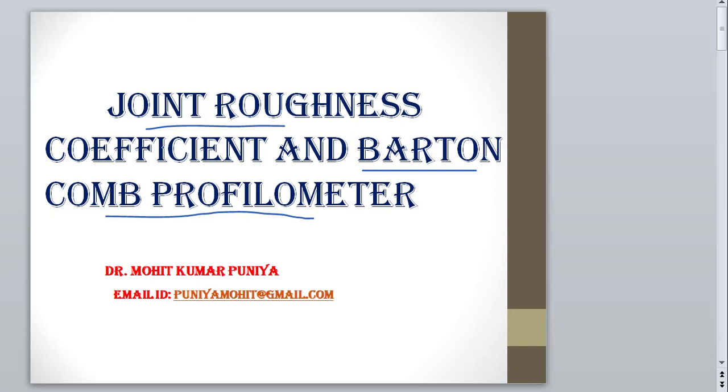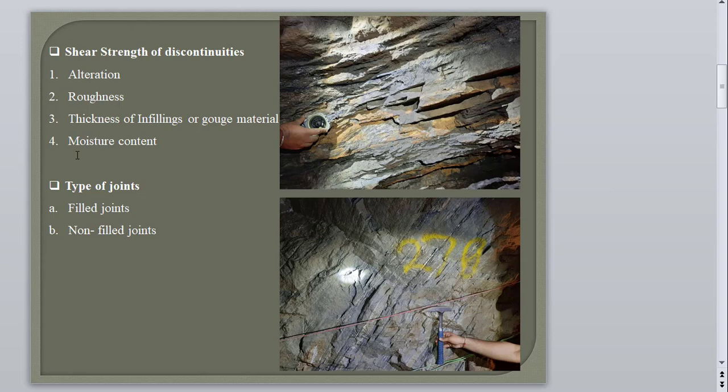There are some discontinuities, as everybody knows, there are so many joint sets and so many fractures. Those are responsible for the slope stability. So this JRC is a very important factor, and how we can calculate the JRC by using the Barton-Bandis profilometer in the field, because we can use the profilometer in the laboratory as well as in the field. Okay, so let's start this session with the theoretical aspects.